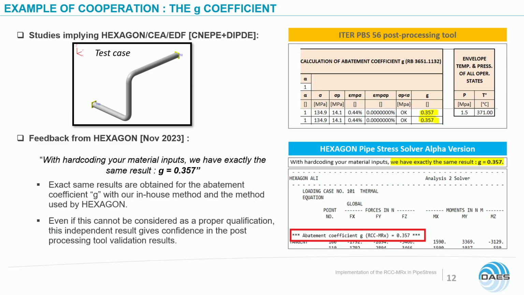This is dating back to 2023, where we had to check with HEXAGON this G factor. You may not be aware of that, but the G factor is one very interesting feature of the RCC-MRX for high temperature piping. It allows you to use the inelastic properties of the materials with an elastic calculation. We did this check with Irene Cornaton from HEXAGON, who was a main dev for pipe stress. At the top, you have our calculation. At the bottom, you have the HEXAGON pipe stress alpha version results. You can see that they are exactly the same. This was very reassuring, that our collaboration had a good start, so we could continue.